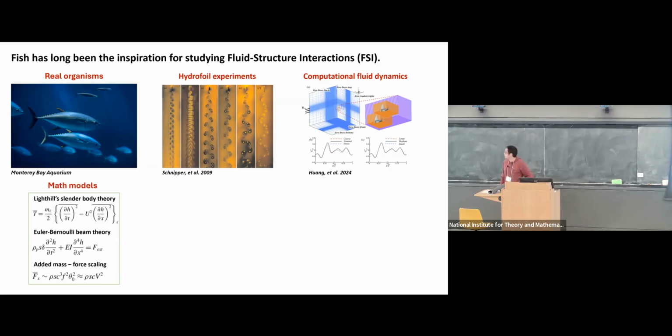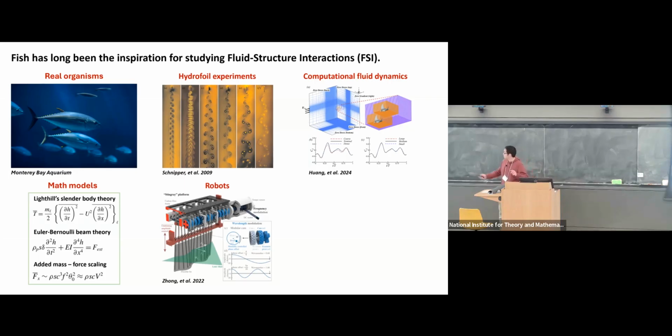And then we also have theorists who work on mathematical models, such as Lighthill's model, that calculates how much force that the fish can produce based on energy balance. There is also Euler-Bernoulli beam theory to calculate how much deformation there can be on the solid structure. And then there's also an added mass term for sort of a scaling to measure how much force that the fish can produce. And with all of this knowledge, I was very privileged to be able to work on such robotic systems that mimic the fish locomotion strategy and turn them into something that people can use.